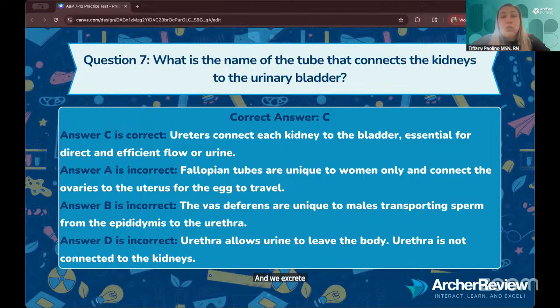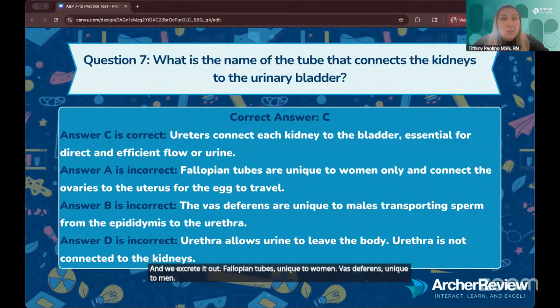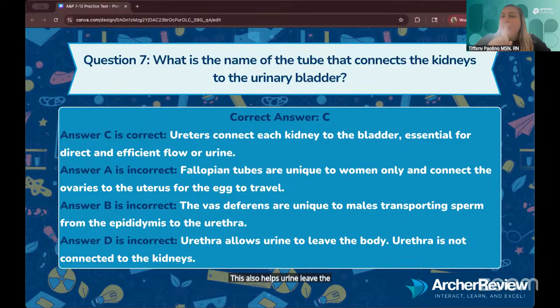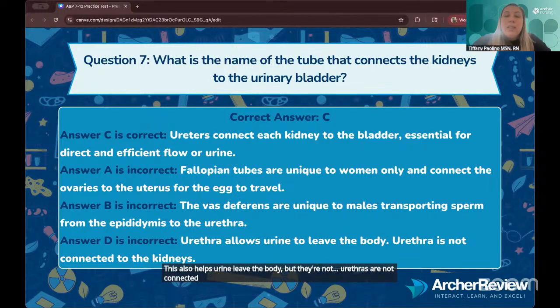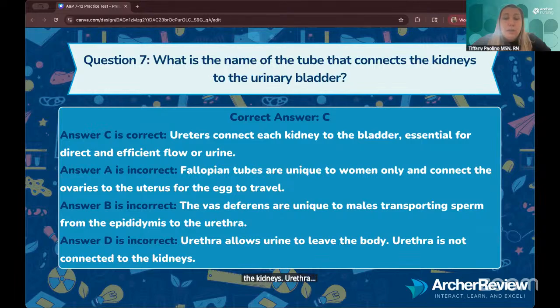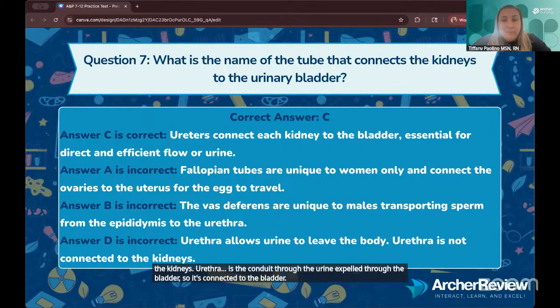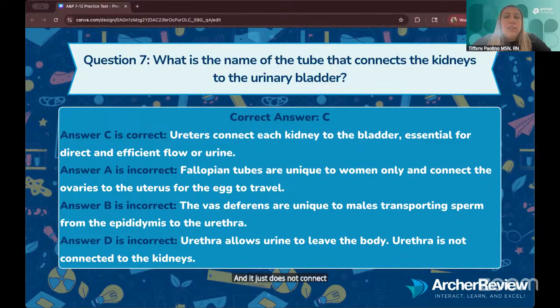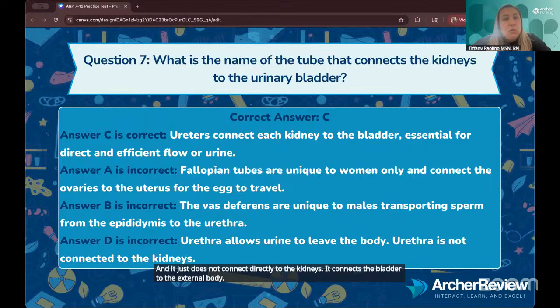Fallopian tubes, unique to women. Vas deferens, unique to men. So maybe you could cancel those two out right away. Maybe you were torn about urethra. This also helps urine leave the body, but urethras are not connected to the kidneys. The urethra is the conduit through which urine is expelled from the bladder. So it's connected to the bladder and it does not connect directly to the kidneys. It connects the bladder to the external body. So that's what we have to remember.